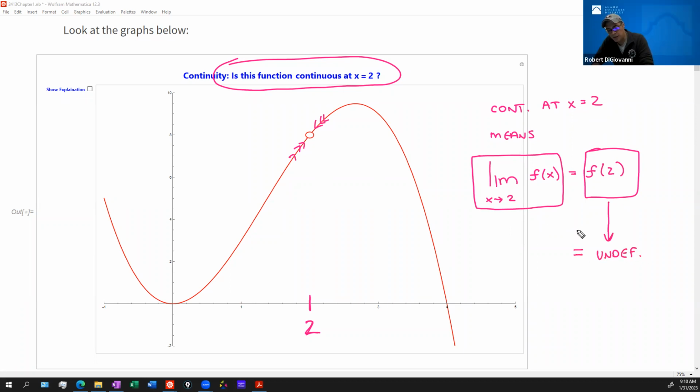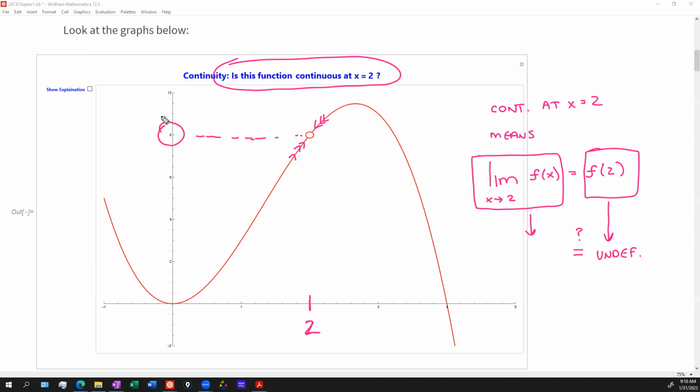And we're asking ourselves, is that equal to the limit? And what's the limit? Can you tell from the picture what it looks like we're approaching? 8, right? So the limit of the function is 8. And the question is, is that equal to undefined? Well, it's not, right? So therefore, you don't have continuity.